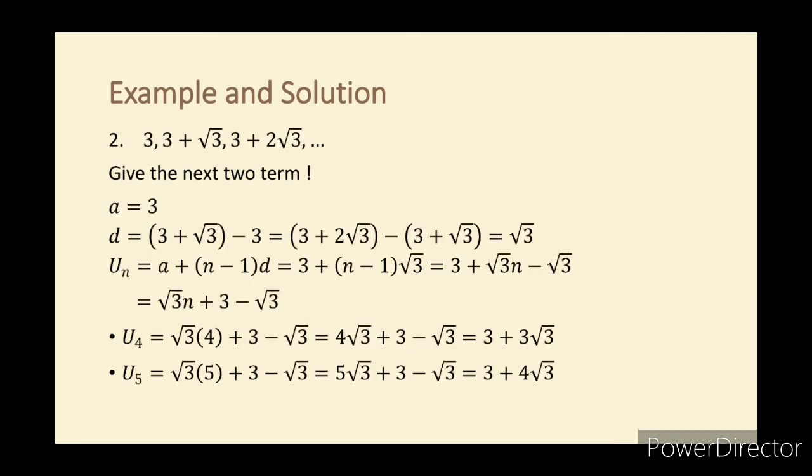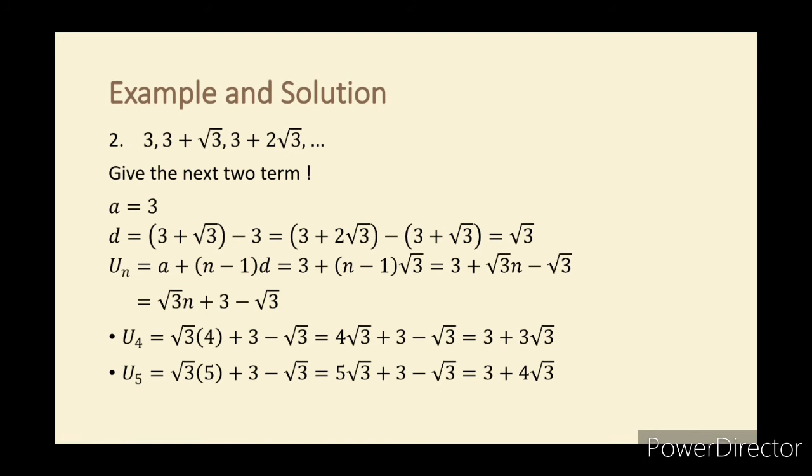Number 2. First term 3, 3 plus square root of 3, 3 plus 2 square root of 3, dot dot dot. Give the next two terms. We know that the first term, a, equals 3. For d, you can subtract the first term from the second term and the second term from the third term, and we get d equals square root of 3.